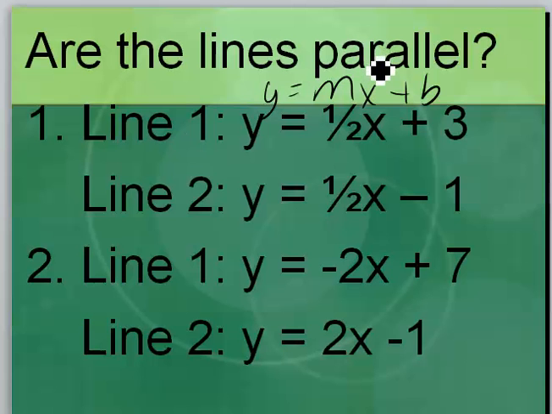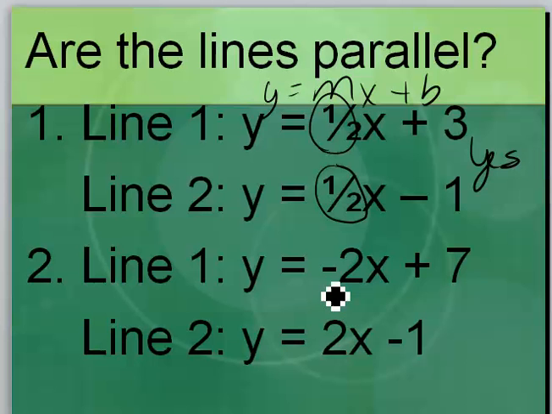So for number 1, line 1, my slope is 1/2. For line 2, my slope is also 1/2 because those are in the location for m. They're next to the x. So yes, these lines are parallel because the slopes are exactly the same. The sign is the same, the numerator and the denominator.